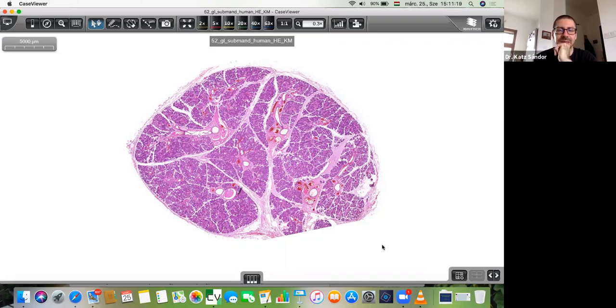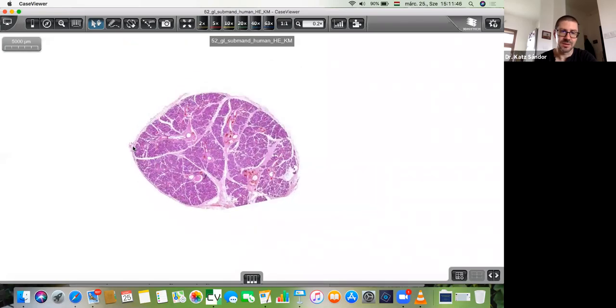The submandibular gland is a mixed gland. It's not unknown for you because we covered the serous and mucous acini related to the submandibular gland. The submandibular glands are located in the submandibular trigones, and they are surrounded by moderately dense connective tissue.